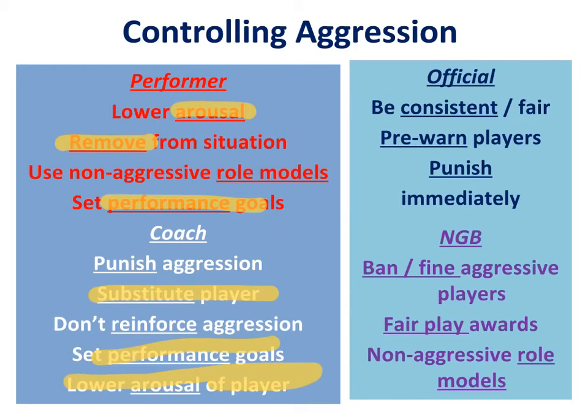The official might be slightly different, so answers that we might be looking at here are around being consistent and pre-warning the players. You could argue that might lead to the lowering of arousal and of the punishment. And again, the coach can punish that player, perhaps by the substitution.